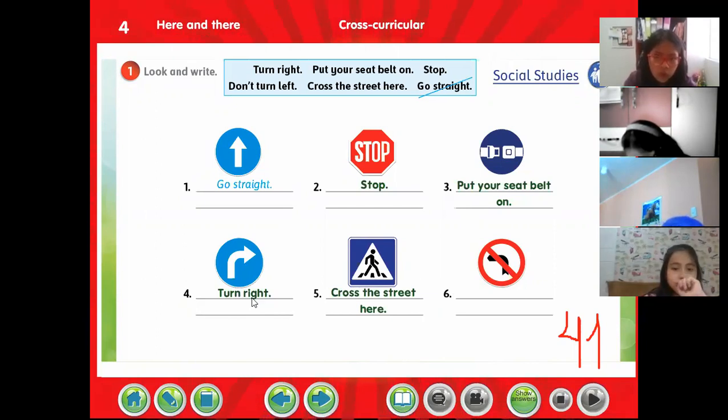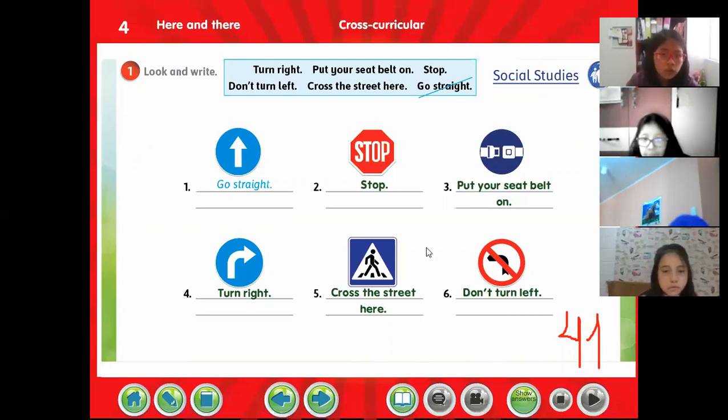And the number 6 is the opposite of right. What is the opposite of right? Don't turn left. The left. Okay? Left. Yes, 1 minute you have, okay? Complete, please, this in your books.